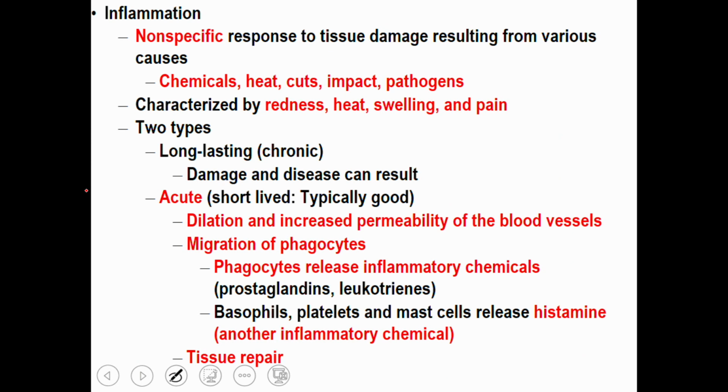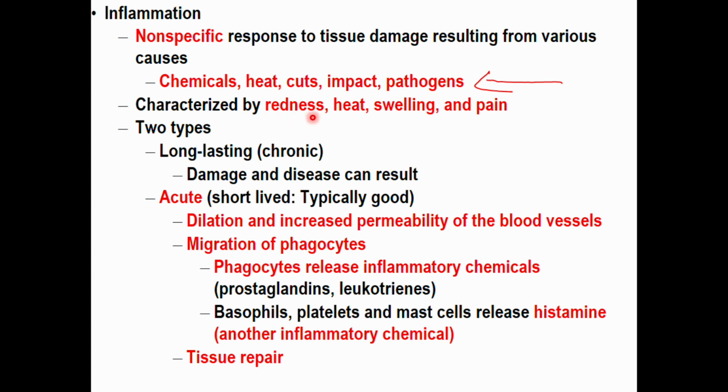Okay, so let's tie some of this all together in the context of inflammation. We're still in nonspecific response, and the things that can cause inflammation are essentially here: chemicals, heat, cuts, impact, and pathogens. If you get hit really hard and you have a bruise, it will get inflamed. If you get a cut, it will get inflamed. Heat will cause inflammation, right? That's what a burn is. Chemicals can cause inflammation too. If a chemical is on your skin and it starts degrading it, you will get inflamed. So it's very much a non-specific response, right?